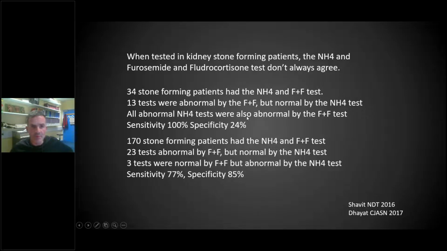Then Daniel Bichet's group did a prospective, much better paper, looking at 170 patients. They found a sensitivity of 77% and a specificity of 85%. So not terrible, but not amazing. Not amazing agreement.